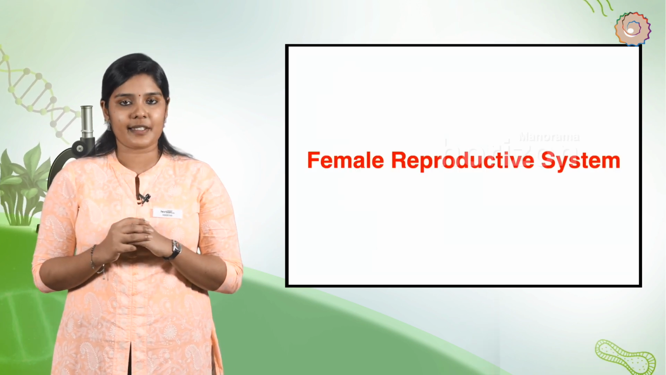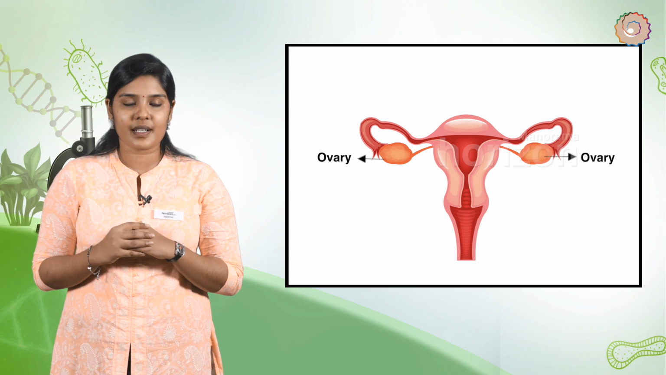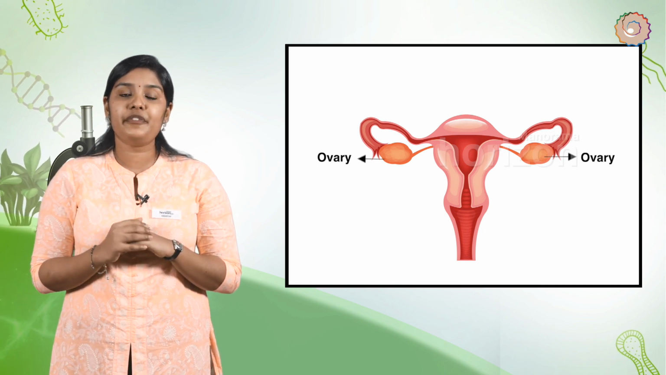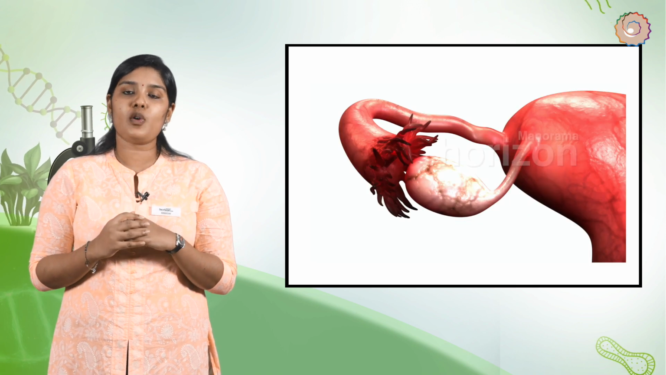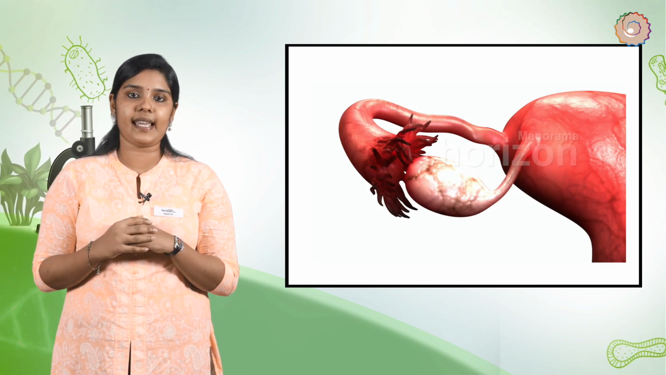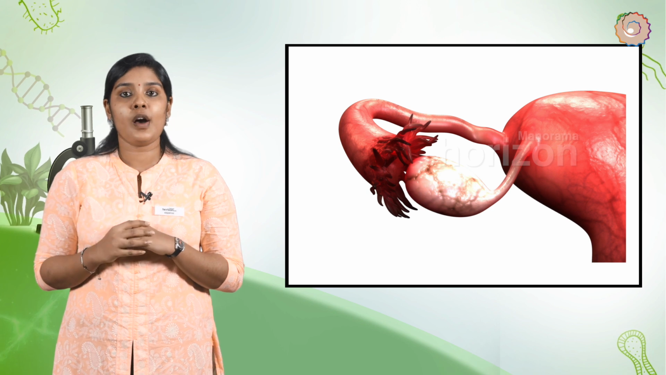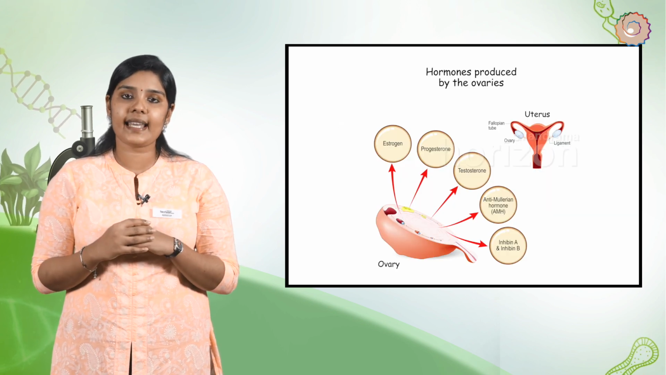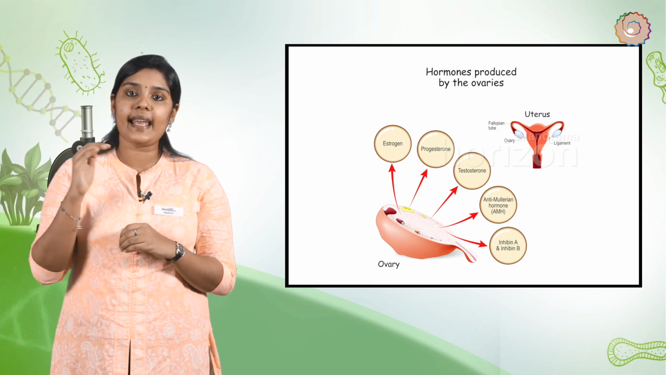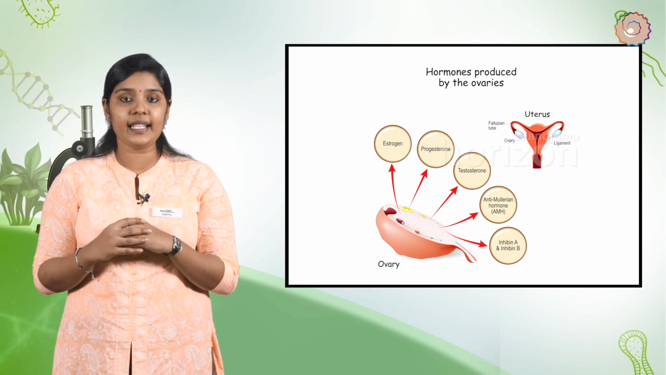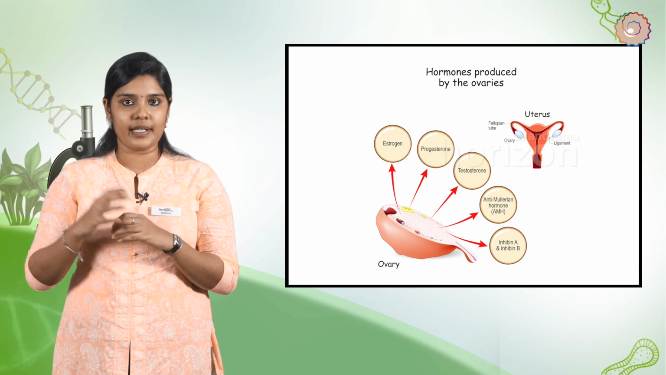Female reproductive system. Female reproductive system consists of ovaries. The female germ cells or eggs are produced in the ovaries. Paired ovaries are located in the abdominal cavity near the kidney. Ovaries produce ovum and secrete female hormones estrogen and progesterone. One egg is produced every month alternately by one of the ovaries.